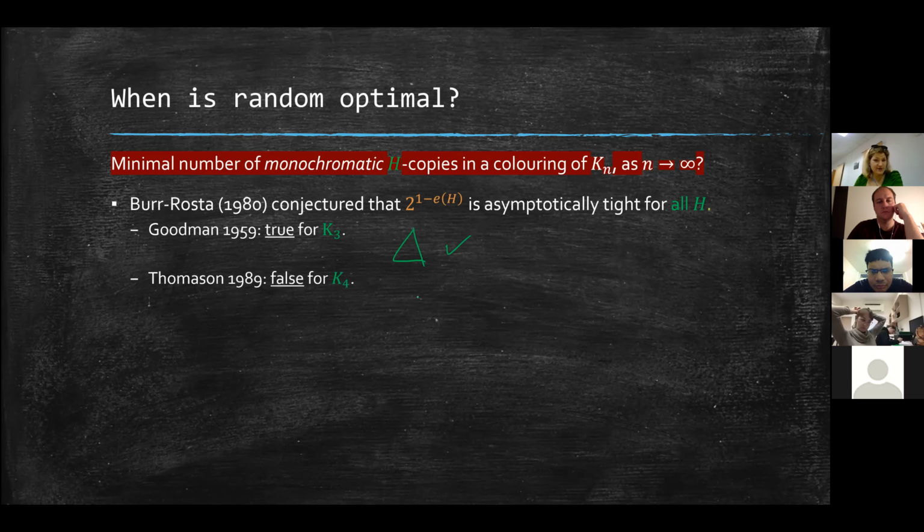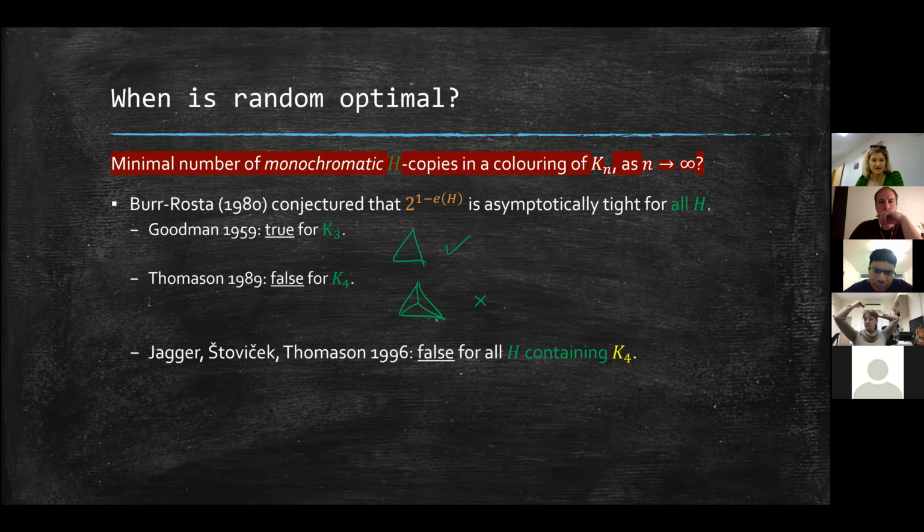But that's more or less where the story stops when it comes to cliques, because Thomasson showed that it's already false for K4. So let me draw a picture. For K4, there are colorings which outperform the random one. And then there's a vast extension of this theorem. Jagger, Storycheck, and Thomasson show that in fact, just containing a K4 is sufficient to violate the Boer-Drosta conjecture. So if I give you any fixed graph H and you see a K4 in it, this is already enough to violate the Boer-Drosta conjecture.